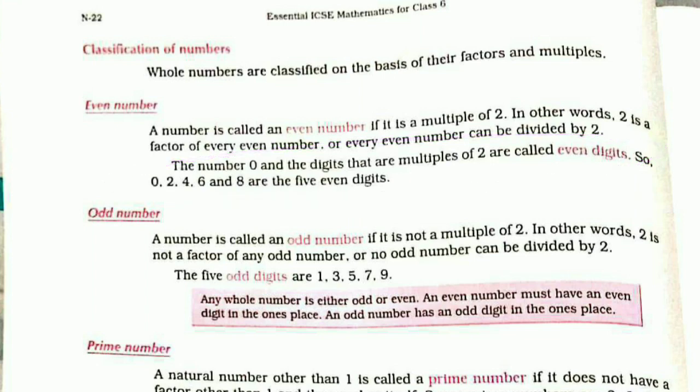Suppose one example we are taking is 124. Here the last digit is 4. So we can say that this number is an even number.